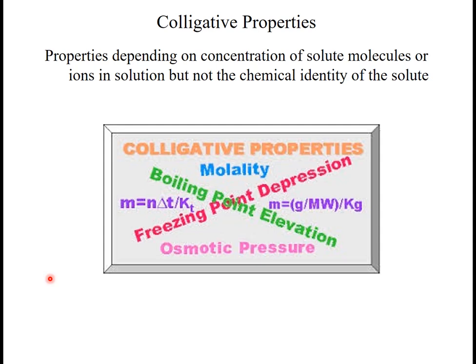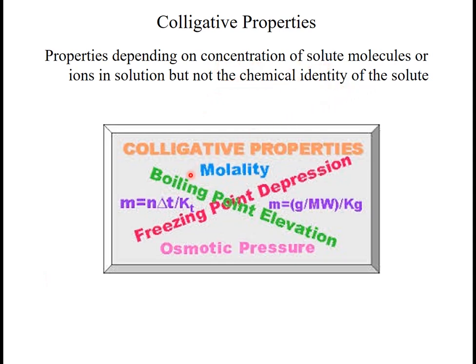Video is on ways of expressing concentration unit. There are going to be 4 of them. However, before we start that, the reason we need to know these is we need to know the 4 ways of doing concentrations for something called colligative properties. It's something that depends solely on the concentration, but not the chemical identity.